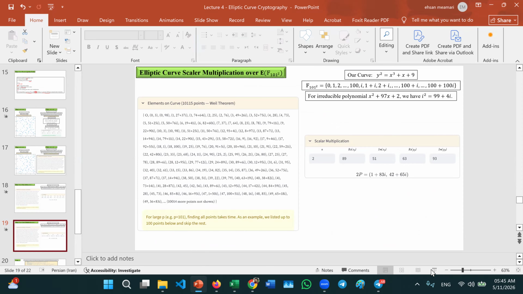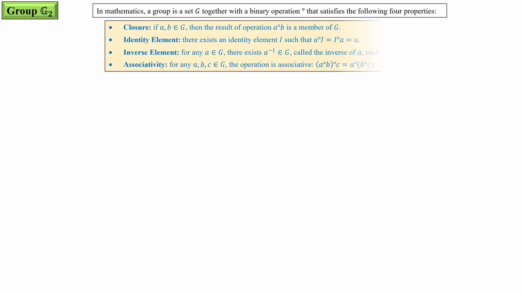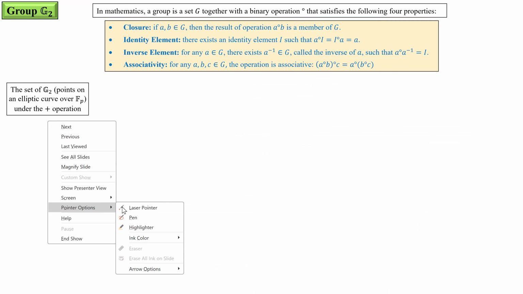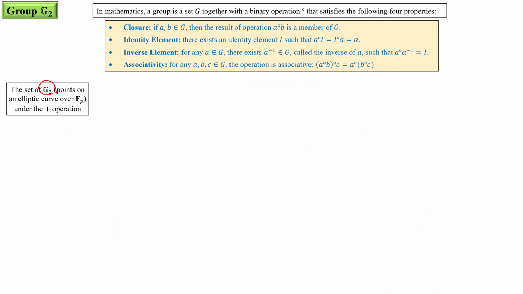And now, since we have a set of values and an operation of addition, we want to see if this set is also considered a group or not. So it should satisfy this list of four properties. So now we want to call it group two. So group two is a group of elements that is generated by the defined elliptic curve over the extension field. Sorry, it should be f sub p squared, right? So this is f sub p squared.